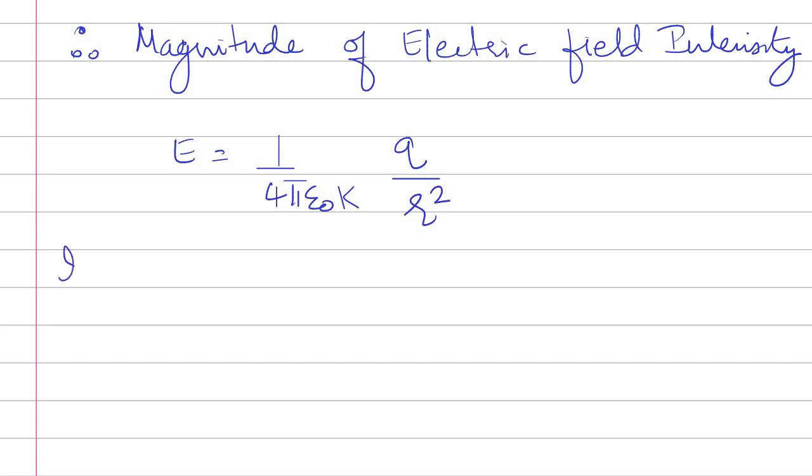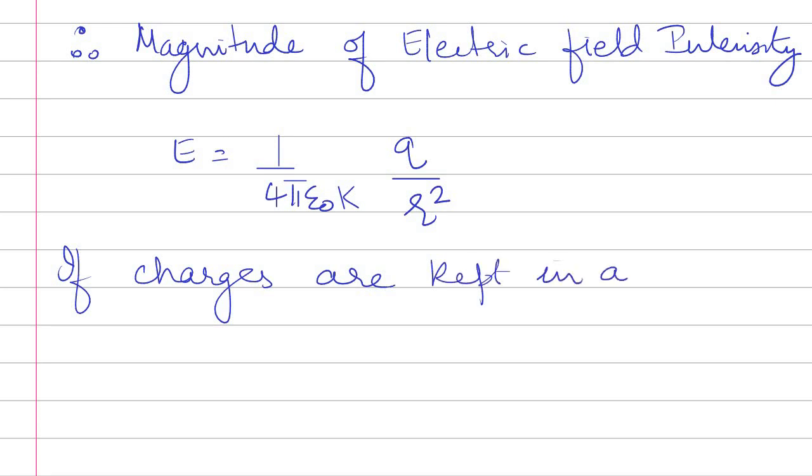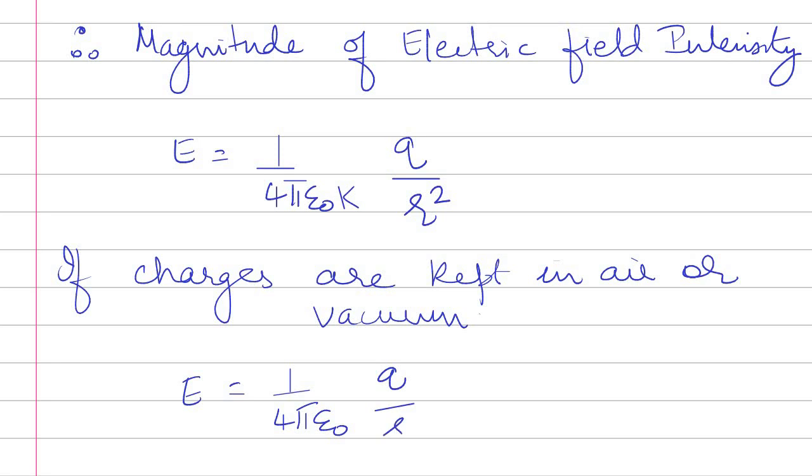Now, if the charge is in air or vacuum, then my E would become 1 by 4 pi epsilon 0 Q by r square, which is a very popular derivation.